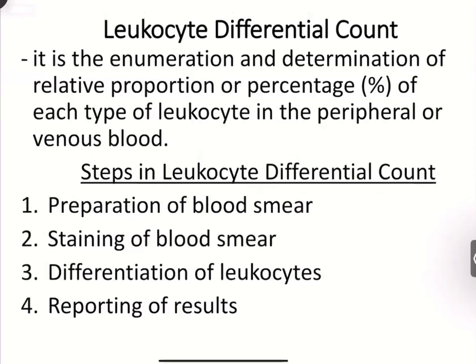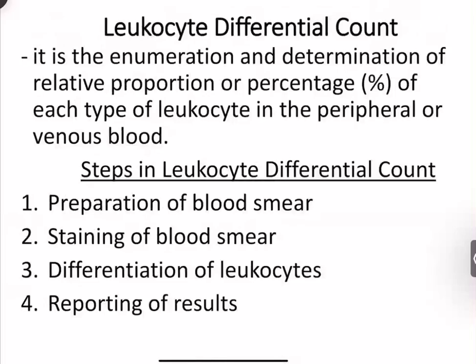In WBC differential count, or your leukocyte differential count, we enumerate different types of your WBC in percent. So we will count 100 WBCs in different appearance or morphology. So you have the steps: prepare blood smear, stain the blood smear, and then differentiate the leukocytes, then report the result.